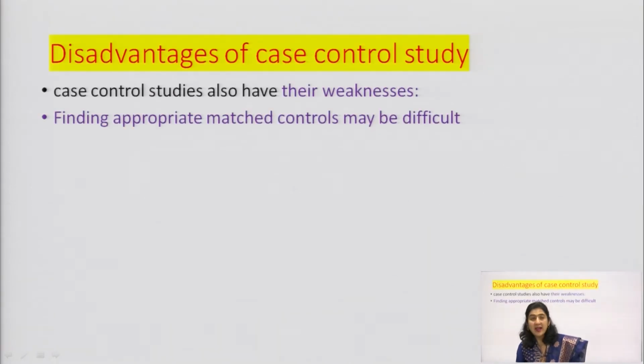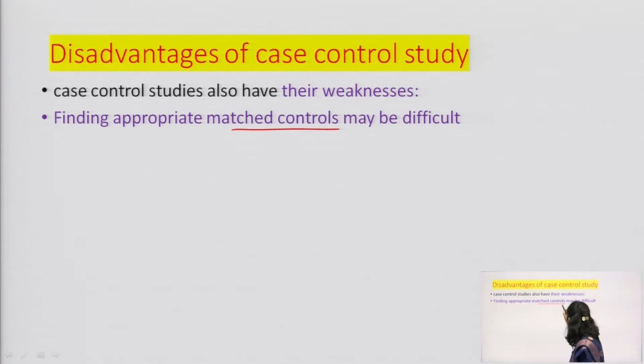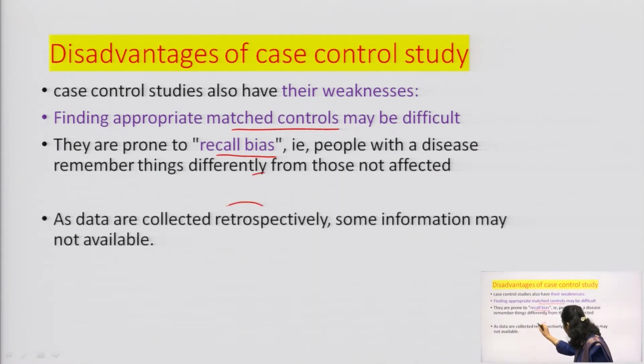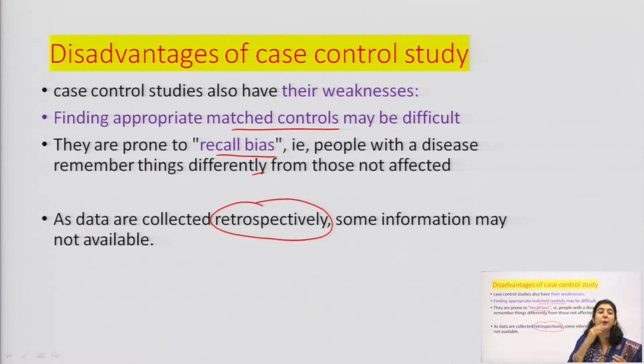But disadvantage क्या है? Finding appropriate matched controls may be difficult. हम exactly controls को find out करना मुश्किल है. They are prone to recall bias. जिससे हम questioning कर रहे हैं, जिसको disease हो गई है और हम सब पूछ रहे हैं, तो may not be able to remember the same facts. So people with disease remember things differently from those not affected. As data is collected retrospectively means outcome हो चुका है, event हो चुका है, disease हो चुकी है. So some information they may forget, they may not be available.